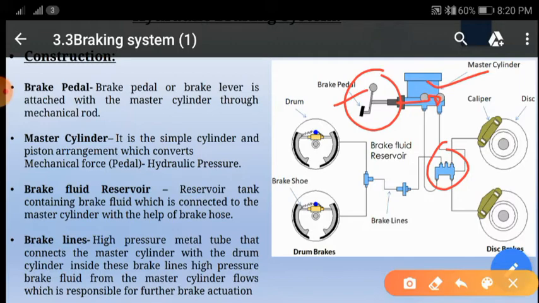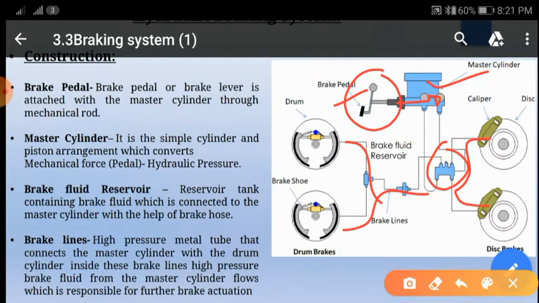Then another important part is the brake fluid reservoir. The brake fluid reservoir is simply a tank which contains the fluid oil coming from the hydraulic master cylinder. Then, with the help of the shoe brake, the brake oil is further transmitted to all four parts here.